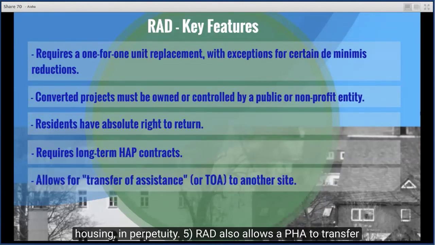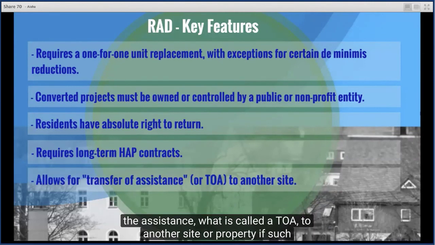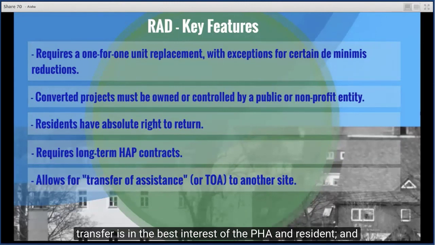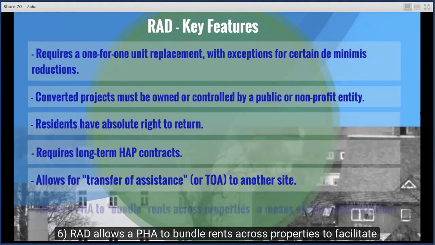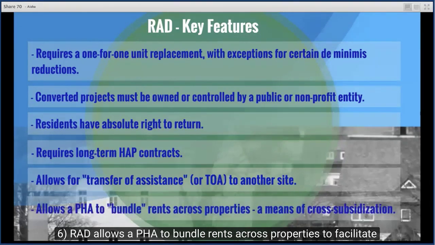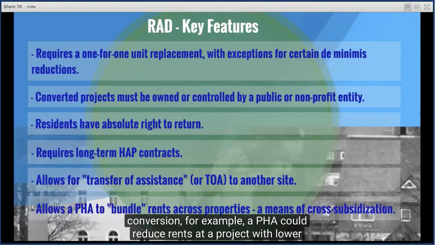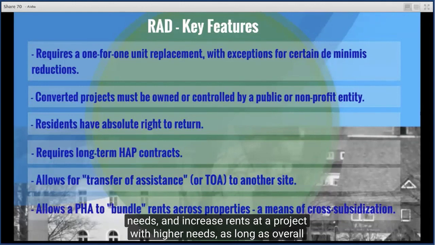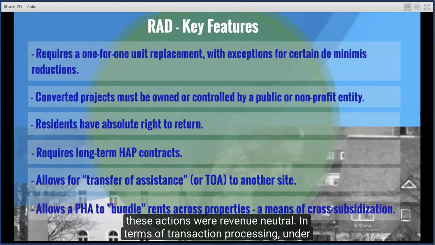Five, RAD also allows a PHA to transfer the assistance, what is called a TOA, to another site or property if such transfer is in the best interest of the PHA and resident. And six, RAD allows a PHA to bundle rents across properties to facilitate conversion. For example, a PHA could reduce rents at a project with lower needs and increase rents at a project with higher needs, as long as overall these actions were revenue neutral.